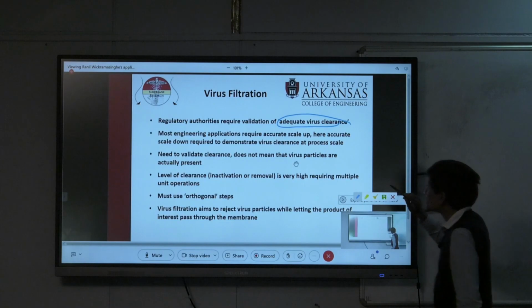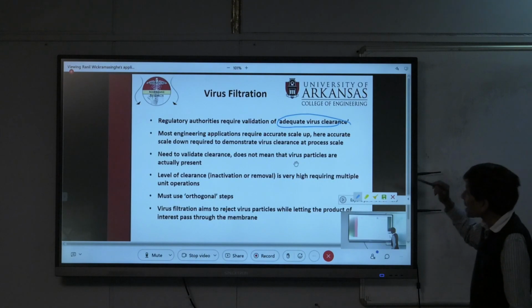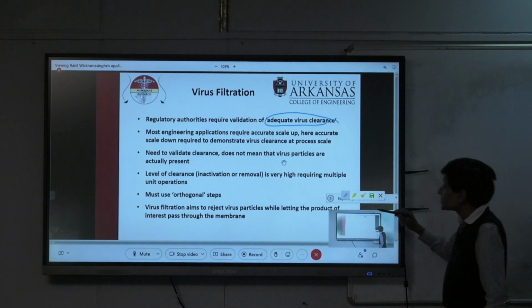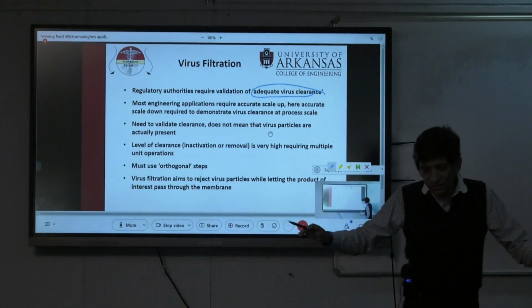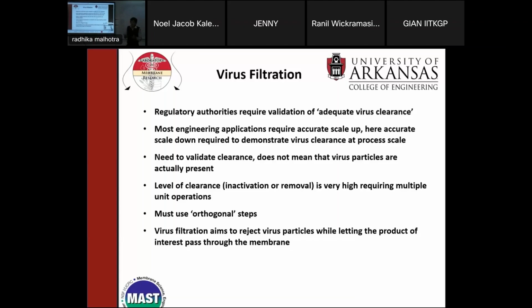So most engineering applications require scale up, but as I mentioned, I think on Monday, accurate scale down is required to demonstrate virus clearance at process scale. So you have a manufacturing facility, you've got that scheme that I showed earlier, and now your job is to prove that with these unit operations that are there, you get enough virus clearance, okay? That is what you have to prove. If not, you've got to put an extra step there somehow. And you don't want to do that because what does that mean? More capital expenditure, more loss of product, because no step is 100% efficient, and so the whole thing gets worse. Okay, so you have to validate this.